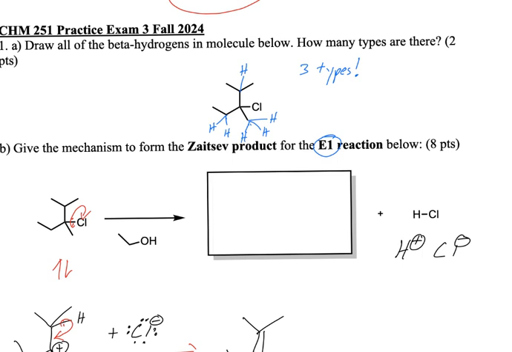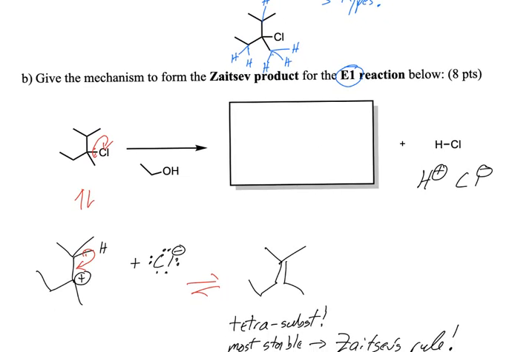And so the reason I know there's different types is because this molecule is not symmetrical. If it was symmetrical, they'd be the same. So there's 3 different types, so they lead to 3 different alkenes. Next question, I ask you to form the Zaitsev product, so you gotta remember what Zaitsev means. That's the one that's the most substituted alkene possible, right? So tetrasubstituted would be the most.